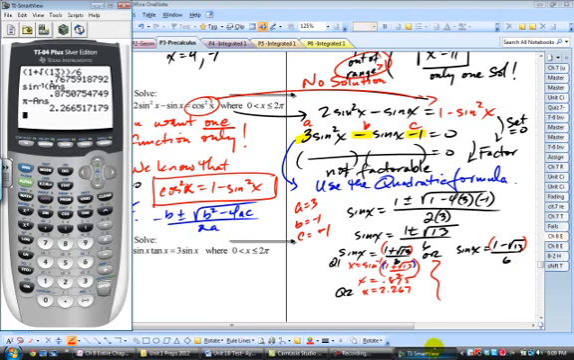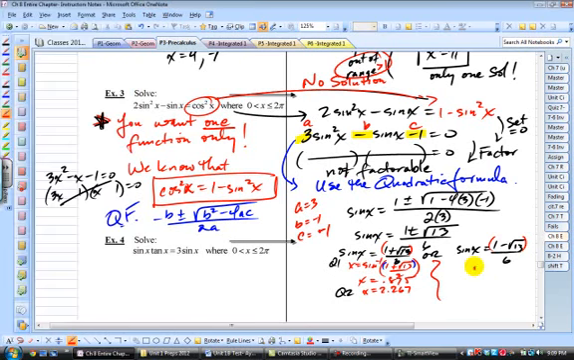So let's do the same thing. Let's take 1 minus the square root of 13, and I have to put that in quantity here. Divide that by 6. Okay, and I get negative 0.434. So x equals negative 0.434.